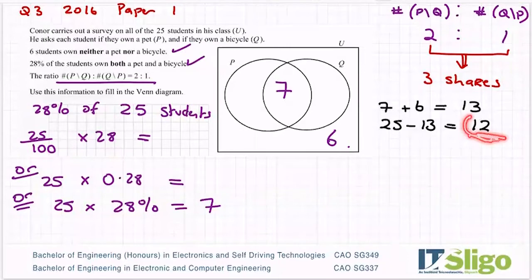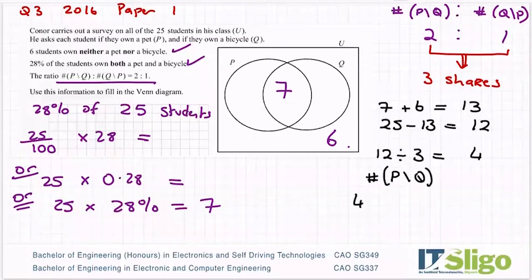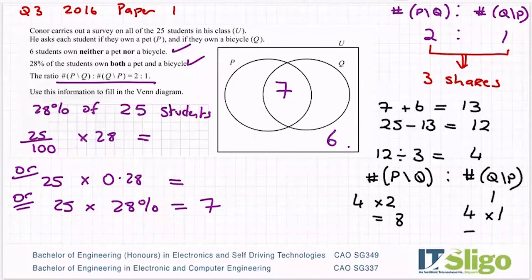Okay, so this one is twice as much as this one. So you can figure out yourself what number could I put here that's twice as big as this one, but adds to 12. Or you can work it out with my 3 shares, 2 shares here and 1 here. I will go 12 divided by those 3 shares and I get 4. Okay, so then if I look at hash P not Q, that has 2 shares in it, because it's 2 is to 1. So that number is 8. And if I look at hash Q not P, that has just 1 share in it. So 4 by 1 is 4.